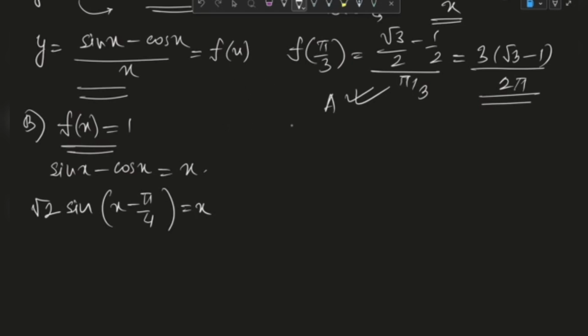So basically we have to draw the graphs and compare. I will try to draw it out for you guys. Say this is our coordinate axis and this is the line y equal to x.